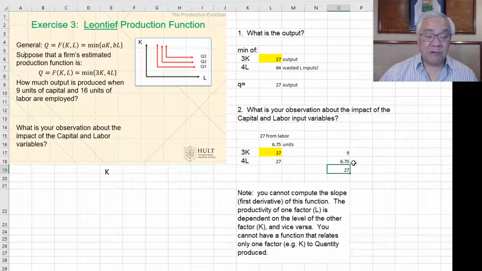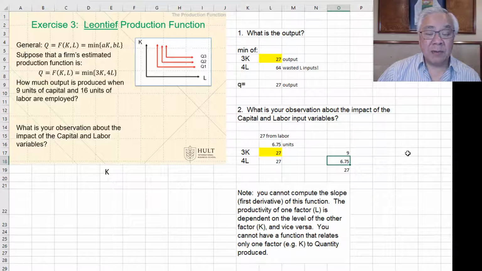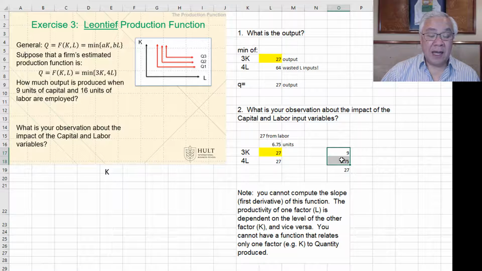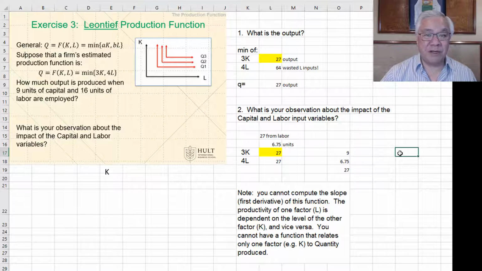27. So therefore, if we're happy with a production level of 27, we would do 9 of K and 6.75 of L. And notice that we cannot determine the first derivative because there's a lot of variation going on and it's not a normal function. So even calculus would fail us in this particular regard. And this is what we can do for the Leontief.